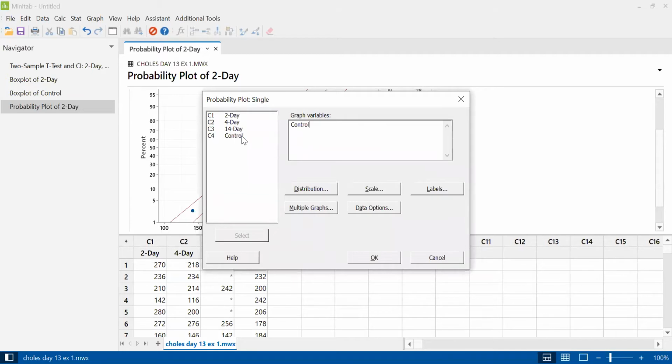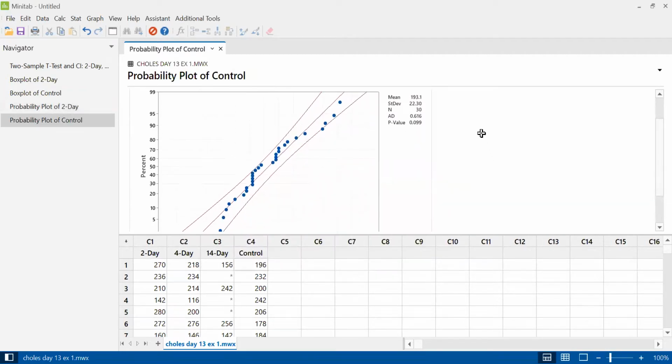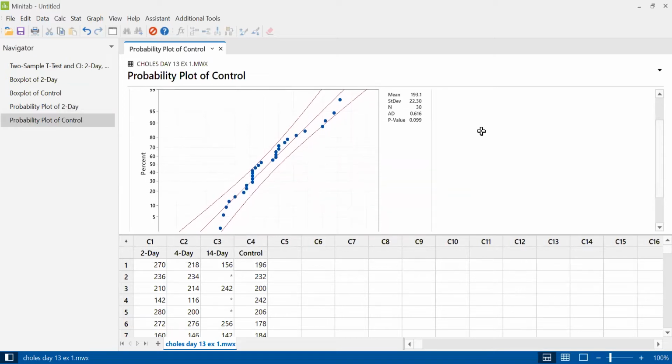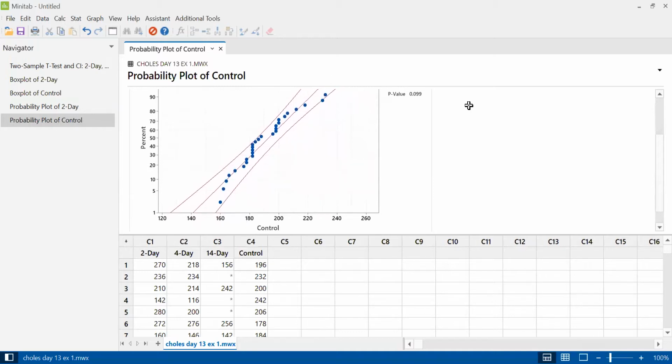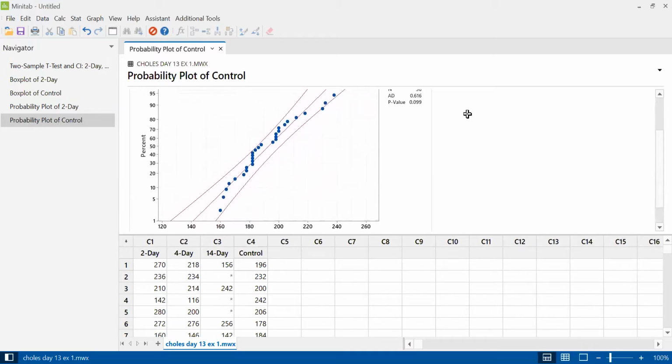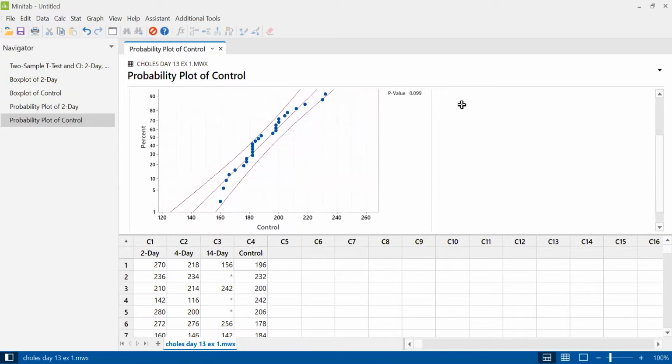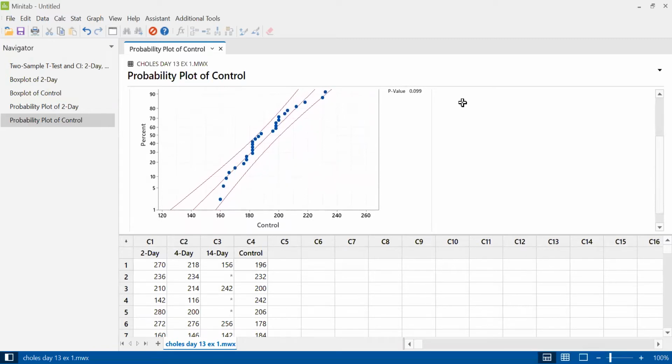For my control, let's click OK. Here it is, and it's 0.09. That is still greater than 0.05 for my p-value, so we are good to go there as well. My p-value 0.09 is greater than 0.05, so we can assume normal. Okay, so let's take a look.